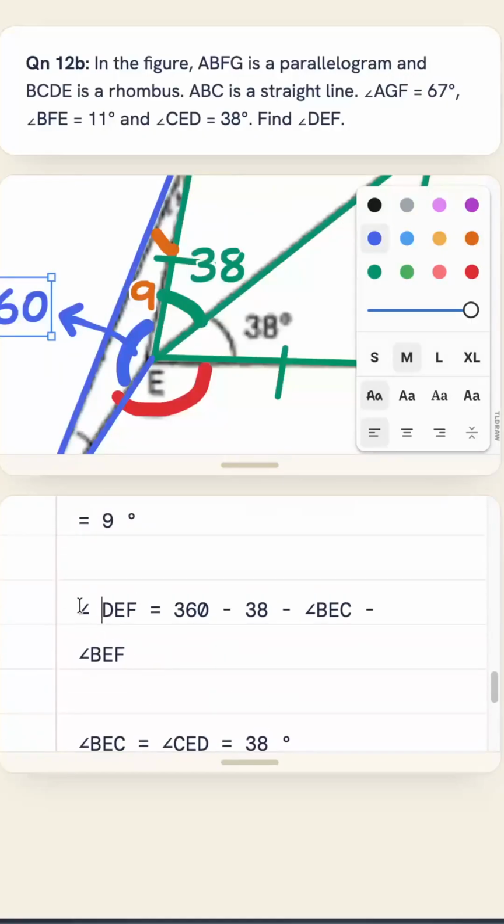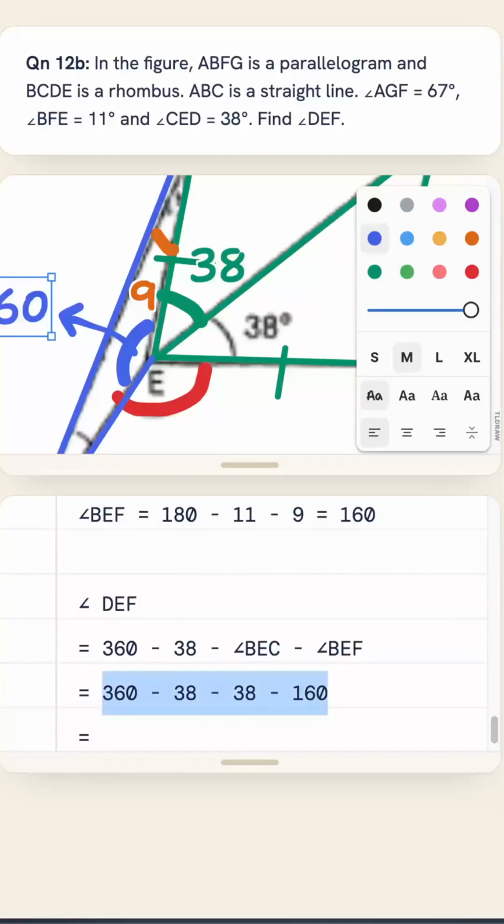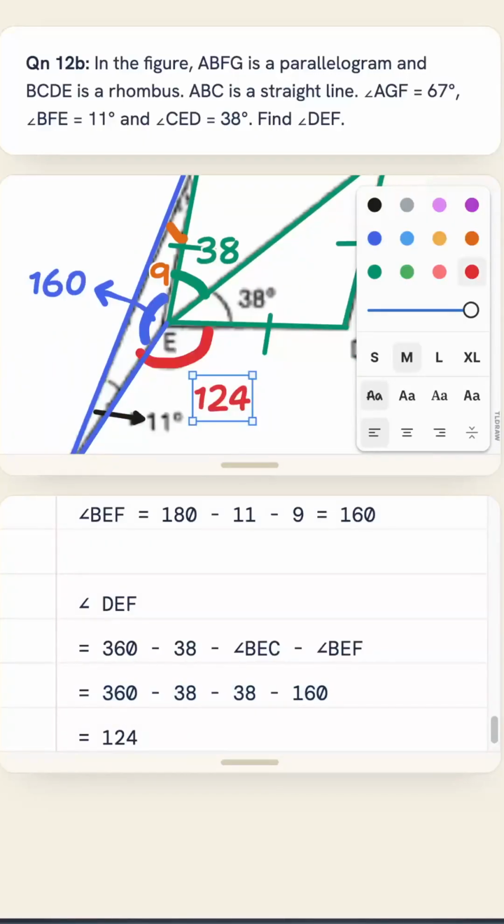Therefore, we can find out DEF, which is 360 minus 38 minus 38 minus 160. This will be equal to 124 degrees. Okay, there you go. So that's the answer: 124 degrees.